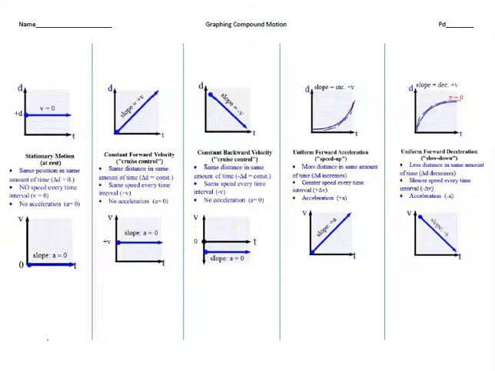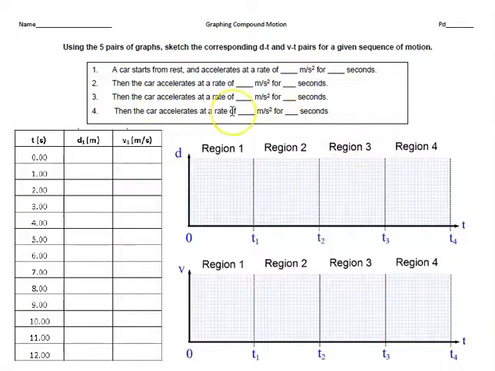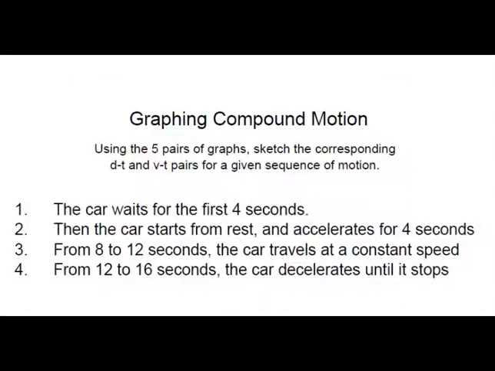Alright, let's get started. Here's a problem that I've created for you using 5 pairs of graphs. Sketch the corresponding dt and vt pairs for a given sequence of motion. So I've created 4 motions, regions 1, 2, 3, and 4. For example, here's a particular problem with numbers that we'll work on.